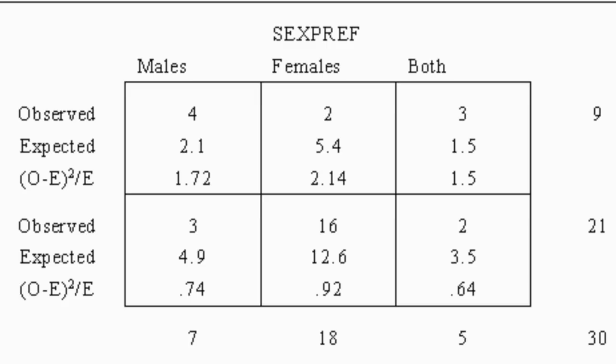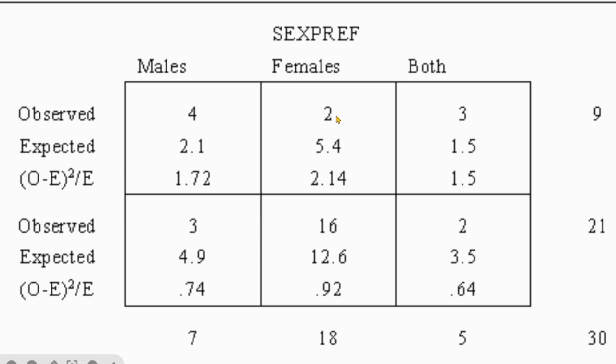Here it has been calculated. The ones we got from our experiment: 4 males, 2 females, and 3 from both. So we first get the difference, meaning I get 4 minus 2.1. Then I square it. After squaring, I divide by the expected value, 7. Then I get 1.72.